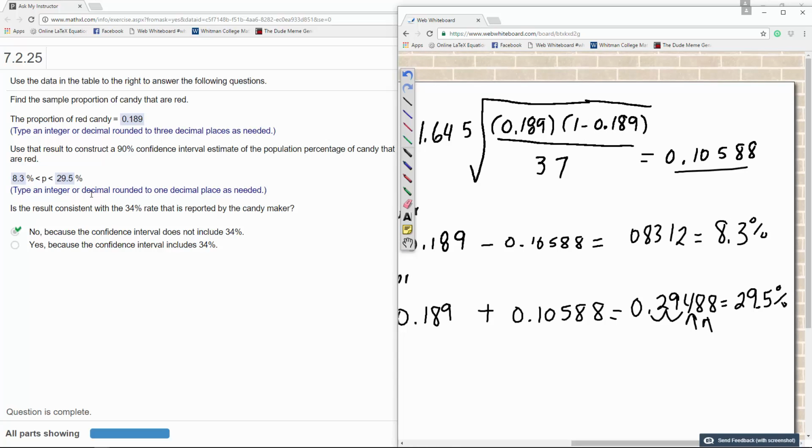And then the last part says, is the result consistent with the 34% rate that is reported by the candy maker? Doesn't seem like it because it didn't fall within this confidence interval.